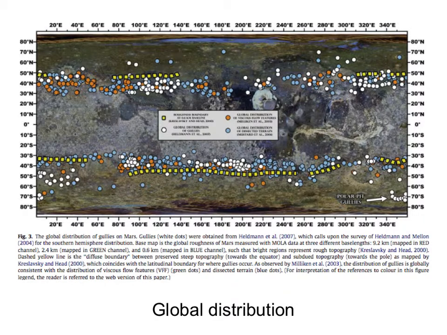They have a very interesting distribution. You don't find them at the equator, and you don't really find them much at the poles. You find them at relatively high latitudes, but in this kind of band. So the white dots are examples of where they have found these gullies.